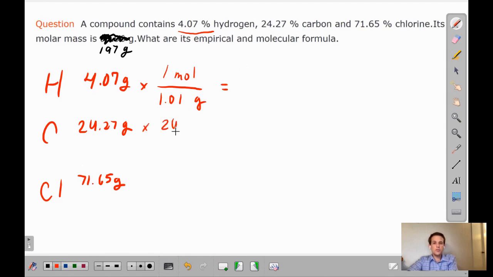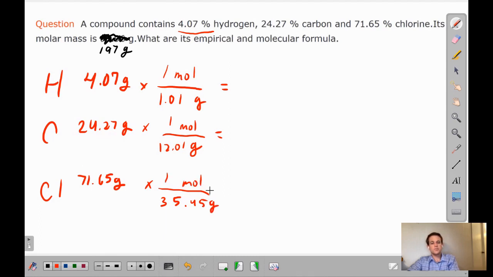And this one we've got 24.27. Whoops, that's not how we would do that. We want to convert that to moles as well. So we'll put 12.01. And then down here, we want to convert this to moles as well. So what's chlorine? 35.45 grams per mole. So this is an application of molar mass yet again. What's this going to give? This is about 4-ish. This is going to be about what? I'm going to say 2 point, maybe 1-ish. And this is going to be about 2-ish as well.